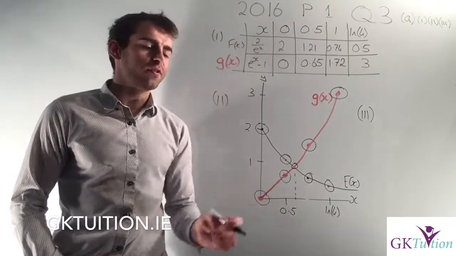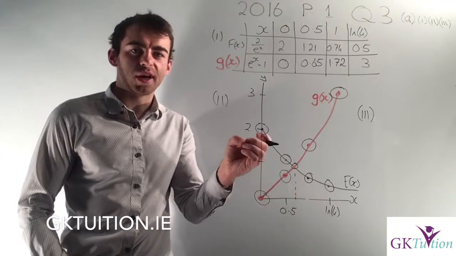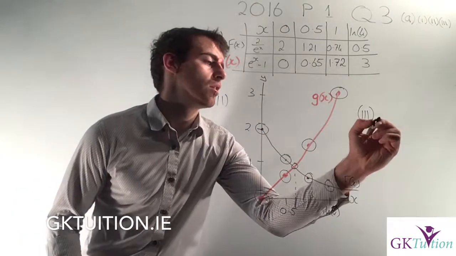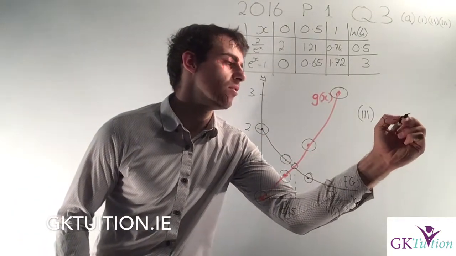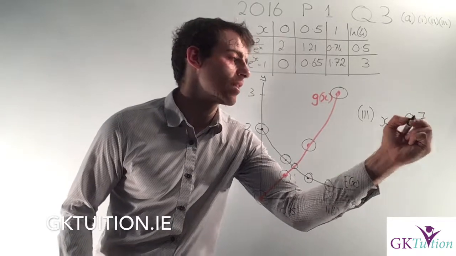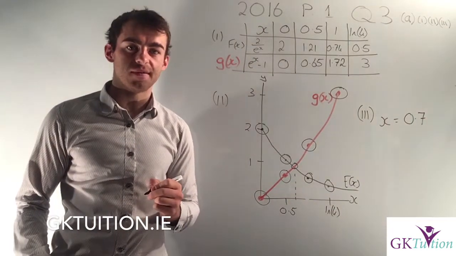If your graph is accurate, this should be working out as about 0.7. So my value for that one is, I'd say the value of x for which f of x equals g of x is x equals 0.7.